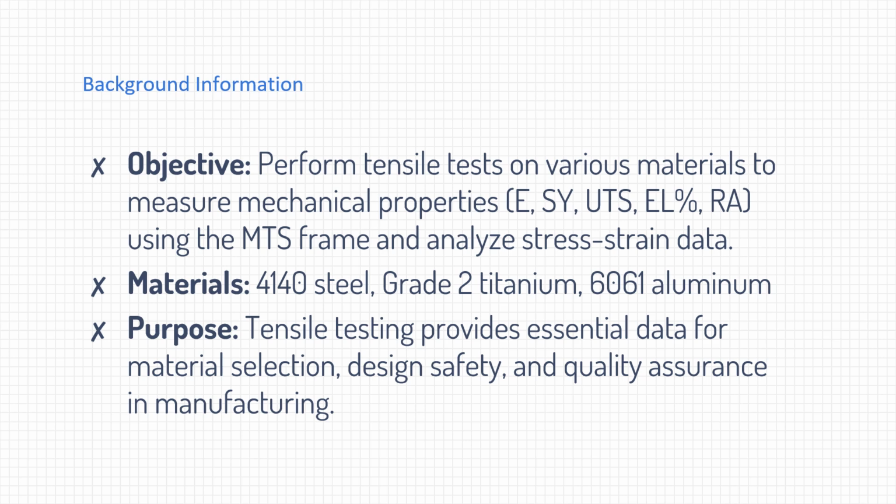For this experiment, we tested 3 different materials: 4140 steel, grade 2 titanium, and 6061 aluminum. But why is tensile testing important? The information gained from these tests can provide essential data for material selection, design safety, and quality assurance in manufacturing.